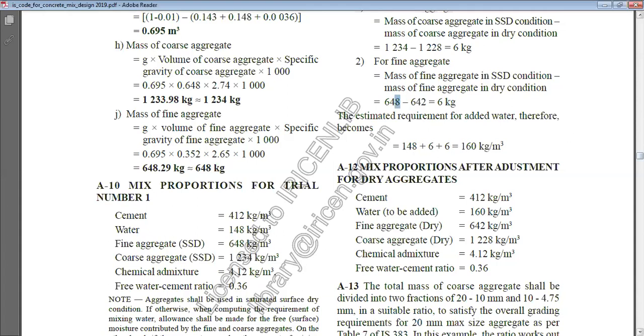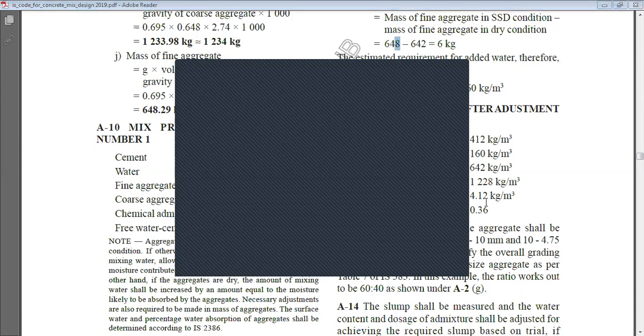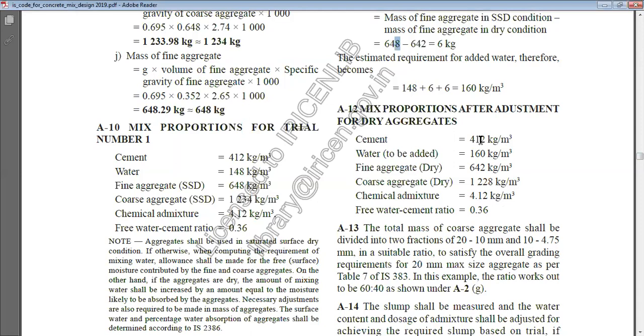So our final mix proportions, if it is in dry state, that is fine aggregate and coarse aggregate in dry state, this is very important. The final mix proportions become: cement is 412 kg per meter cube, water you need to add is 160 kg per meter cube, fine aggregate in dry state is 642, coarse aggregate in dry state is 1228 kg per meter cube. Chemical admixture is the same, it is 4.12. The water cement ratio is 0.6. This is our final answer.